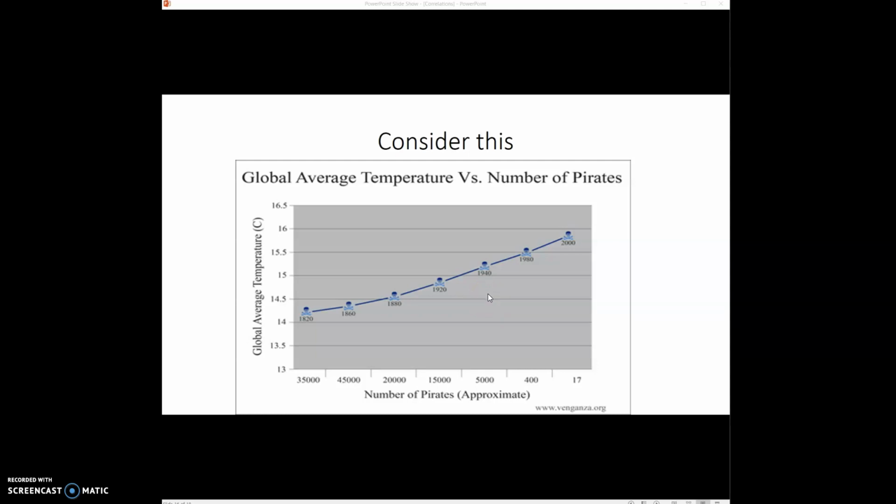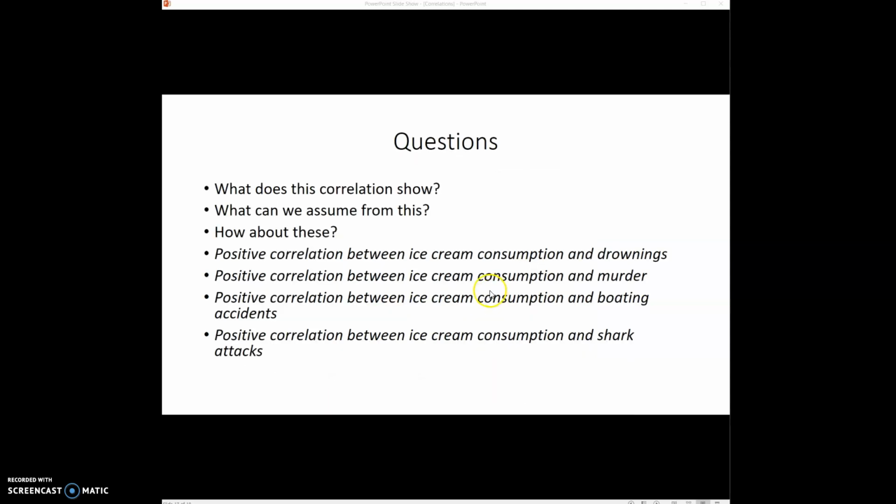And really, you can take just about any two sets of data and you'll find a correlation between them. It's very rare to find a zero correlation. That doesn't mean that there's anything happening.